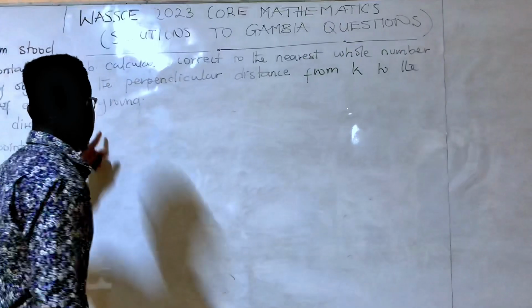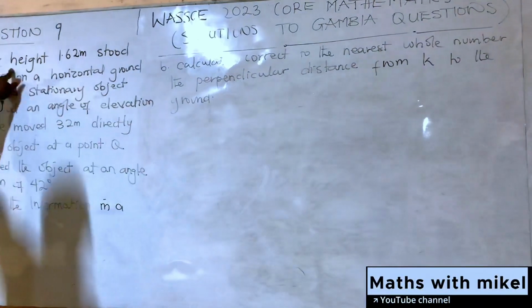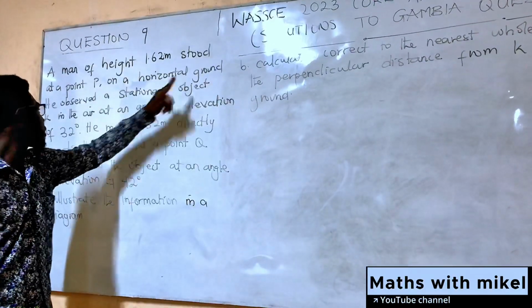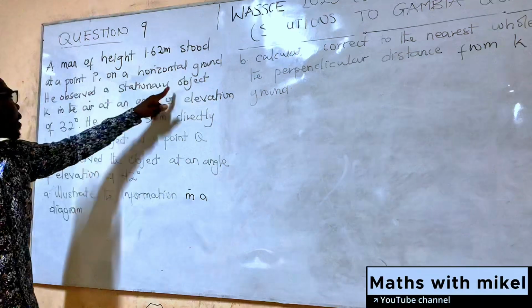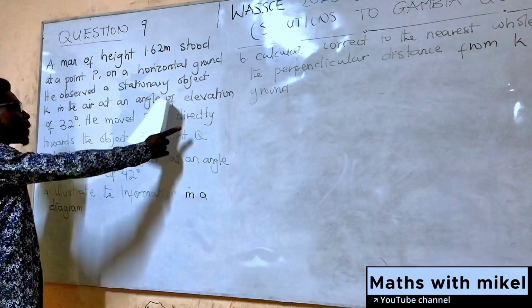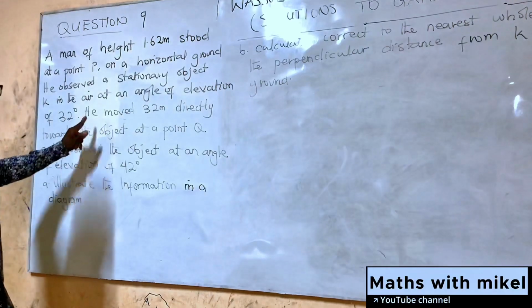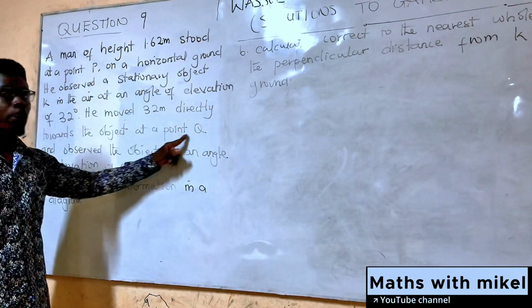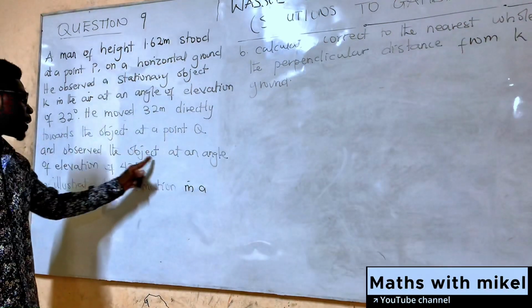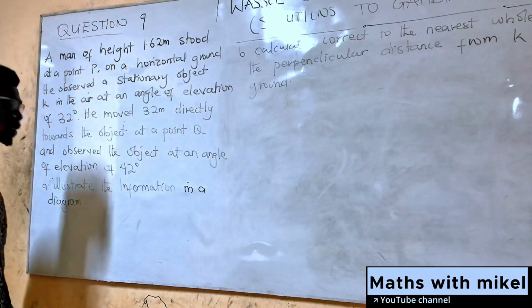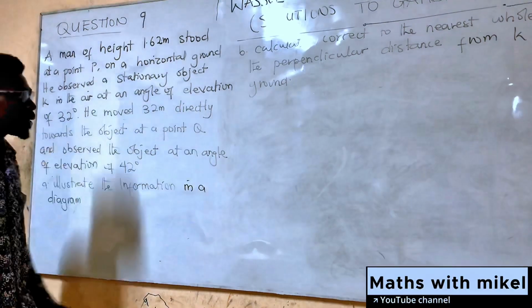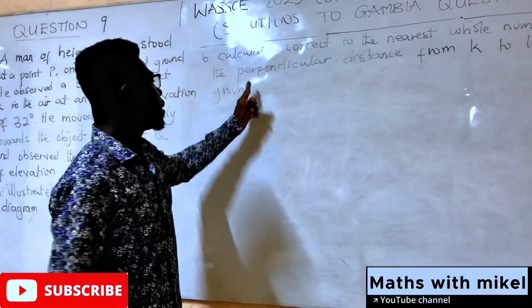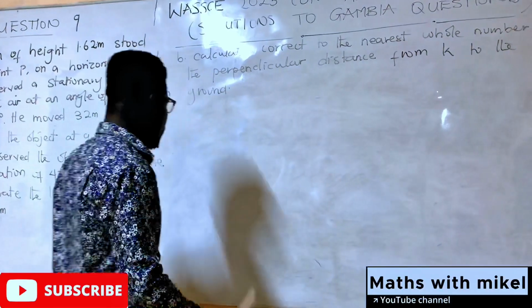So, the solution, question 9. A man of height 1.62 meters stood at a point P on a horizontal ground. He observed a stationary object K in the air at an angle of elevation of 32 degrees. He moved 32 meters directly towards the object at a point Q and observed the object at an angle of elevation of 42 degrees. A. Illustrate the diagram, and B. We are asked to calculate, correct to the nearest whole number, the perpendicular distance from K to the ground.